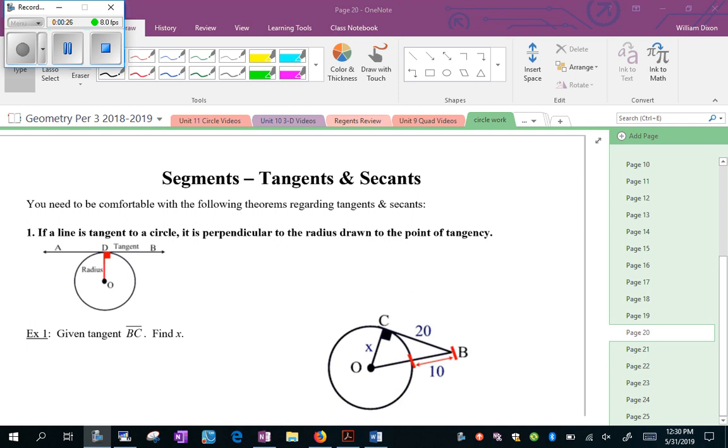Now, number one says if a line is tangent to a circle, it is perpendicular to the radius drawn to the point of tangency. So that's right here. OD in red is my radius, and the line tangent BA touches the circle, and the point of tangency is point D. At that point, the relationship between the radius and the tangent line is perpendicular, forming that right angle. All right, so let's take a look at example number one.